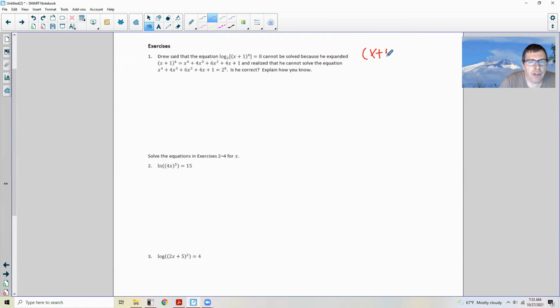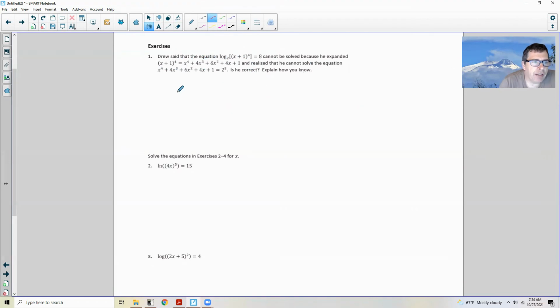Well, there's 2 ways you can do it. You can do x plus 1 times x plus 1 and get x squared plus 2x plus 1, and then multiply that by x plus 1 and distribute, and then do that again. Or you could simply apply Pascal's triangle, which I won't get into here, but it would give you those coefficients. So anyway, he realized that he can't solve the equation because he got this expanded and it equals 2 to the 8th, and he can't solve that.